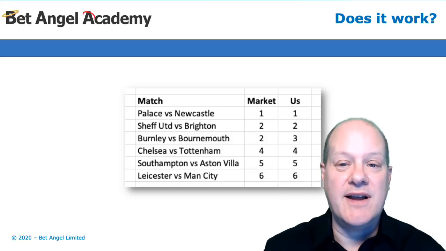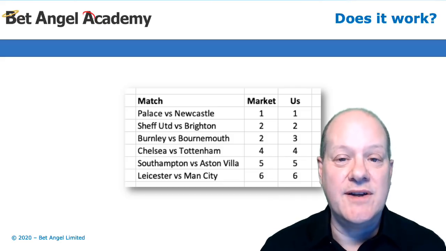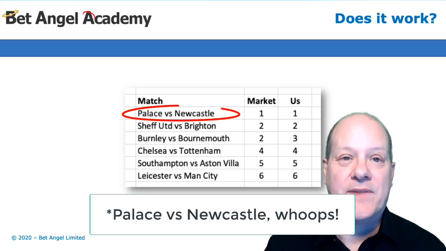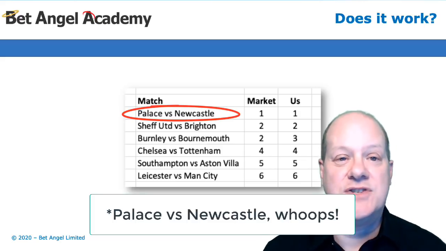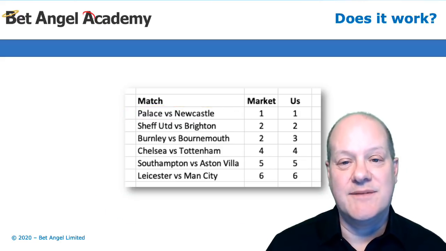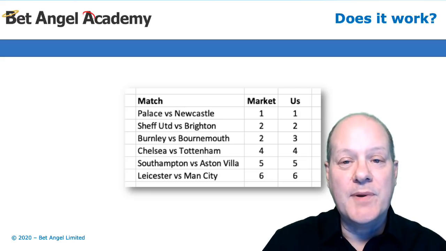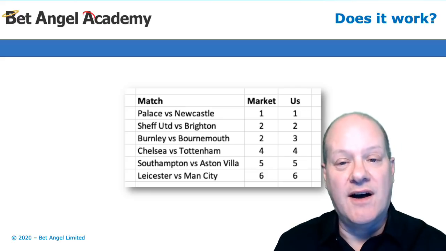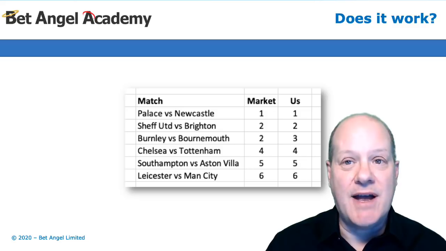So you can see the market thinks that the highest chance of a 0-0, in other words, a match not having a goal, is Palace against Leicester, and the least chance is Leicester against Man City. But you can see that if we compare that to our calculations, it matches almost exactly.